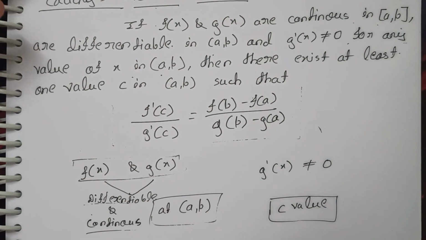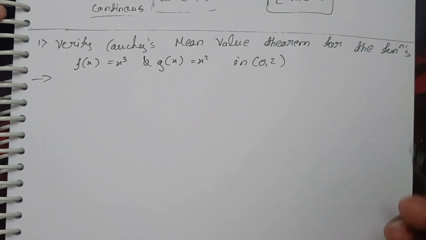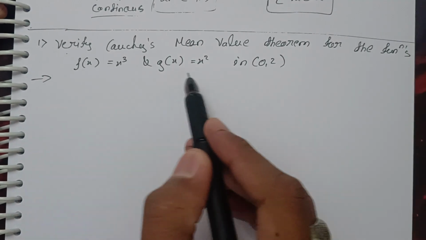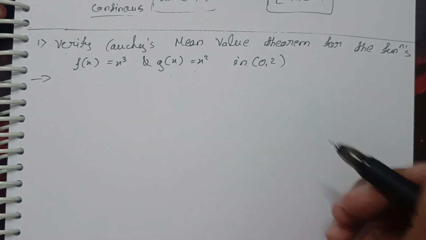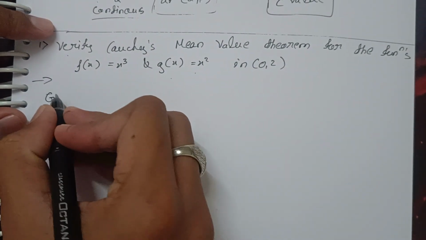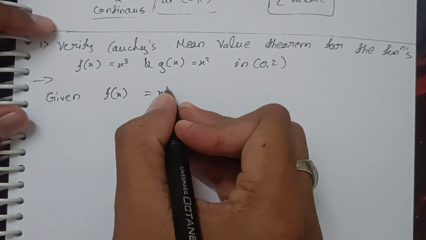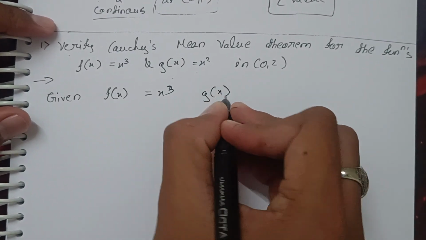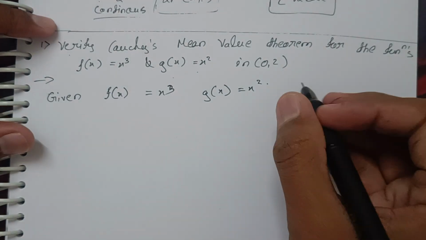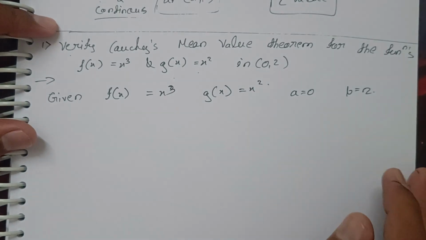So let's understand this concept with a problem. So here is the problem, guys. Verify Cauchy's mean value theorem for the functions f of x is equal to x cube and g of x is equal to x square in [0, 2]. So here we write the given: f of x is equal to x cube and another function g of x is equal to x square, and the values are a is equal to 0, b is equal to 2.